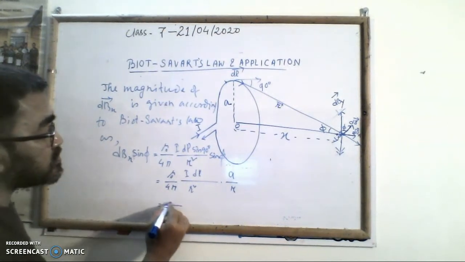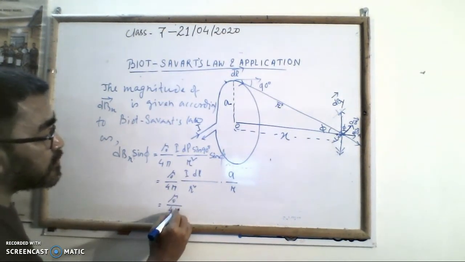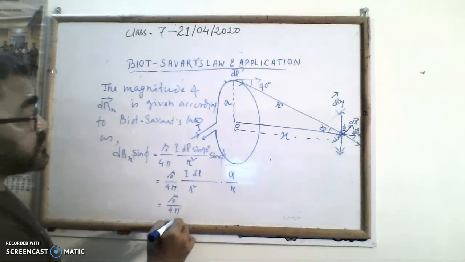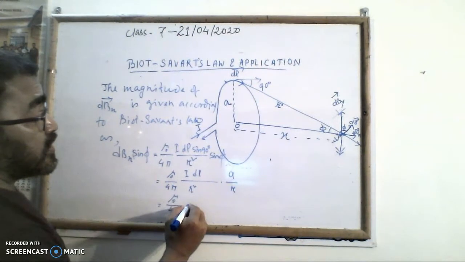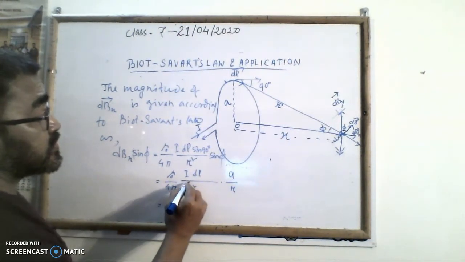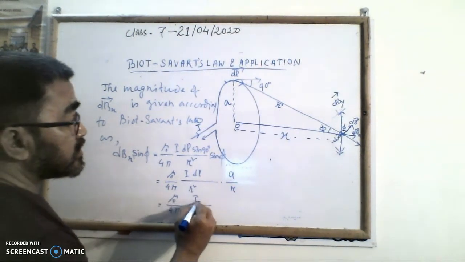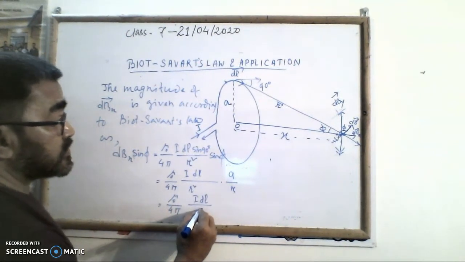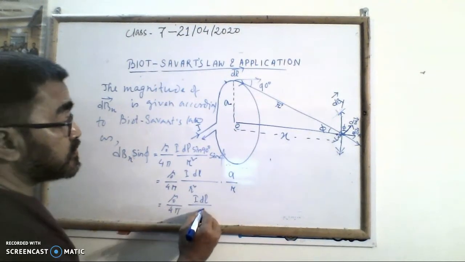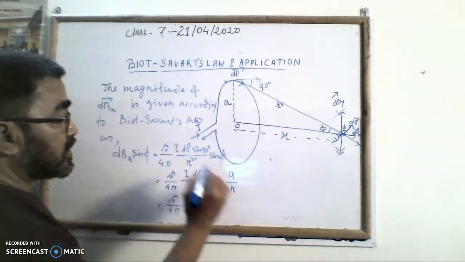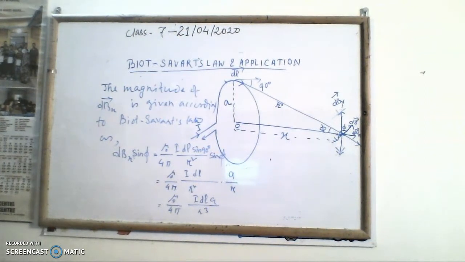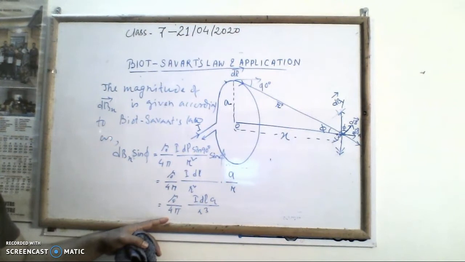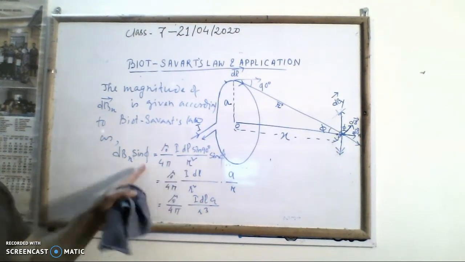Now, mu naught by 4 pi, I dl, r vector, by r cube, a. Okay. This expression we found from the above calculations.